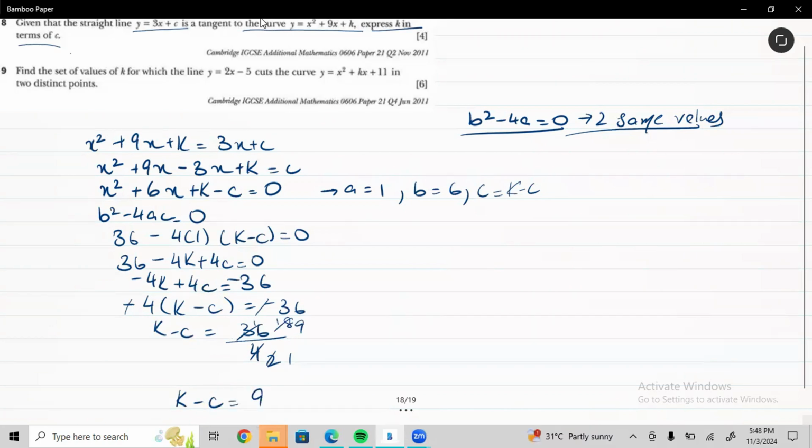And now we have to express k in terms of c. So we are going to get k is equal to 9 plus c. And that's our answer. That's it for question number 8.